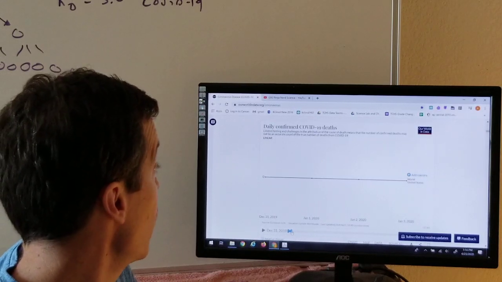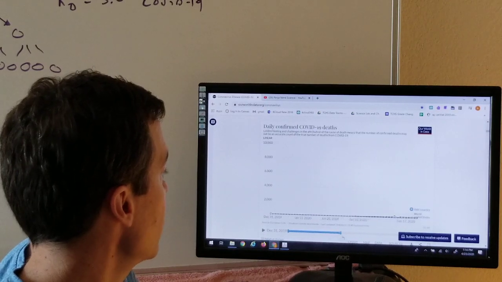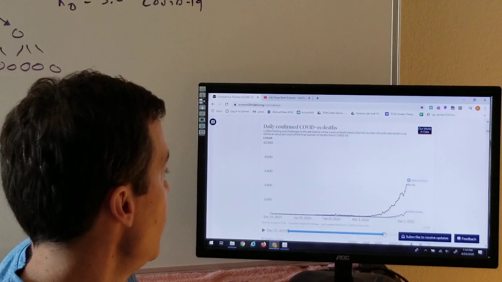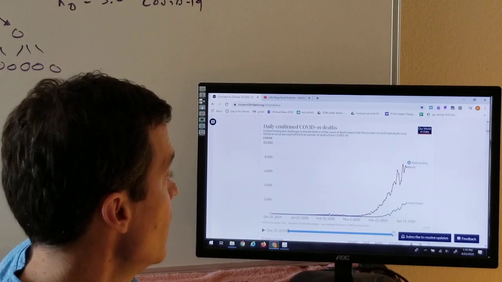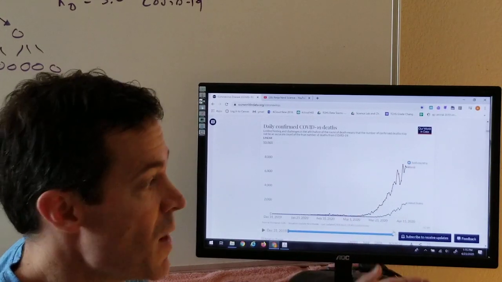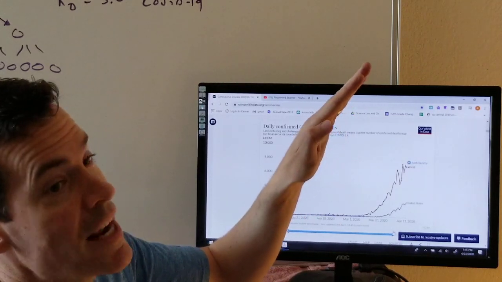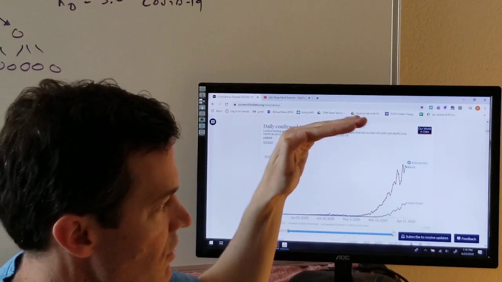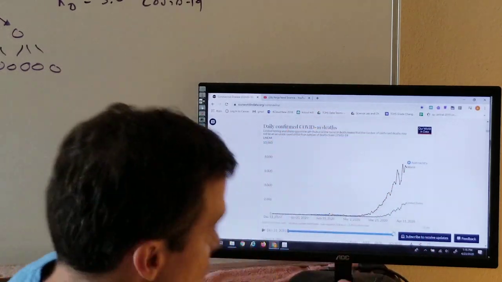Next up, daily confirmed COVID-19 deaths. So I've got the world and the United States. This is how many are being confirmed each day, not total deaths. So that's why it can go down. Maybe today 100 people die, and the graph looks like this. And then tomorrow 90 more people die. Doesn't mean that 10 people rose from the grave. It just means today 100 people died, tomorrow 90, and so forth.